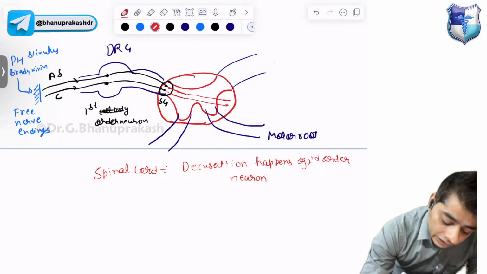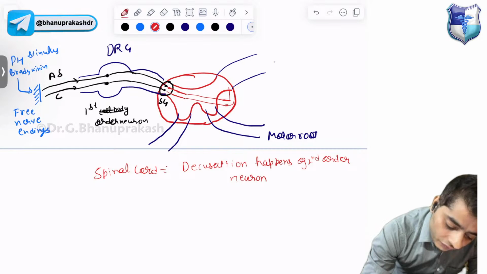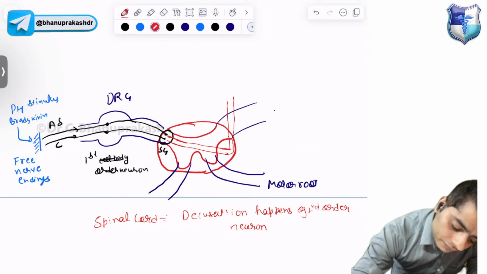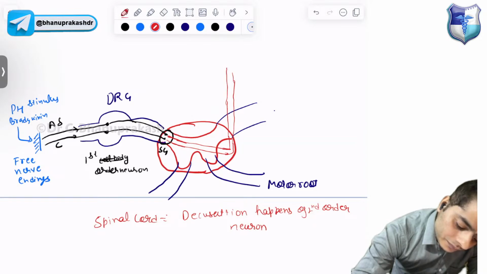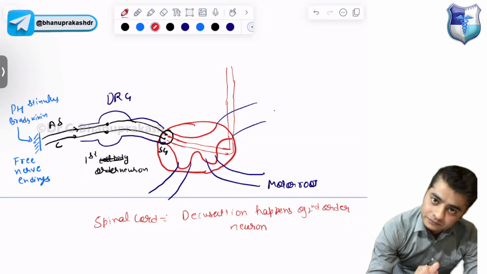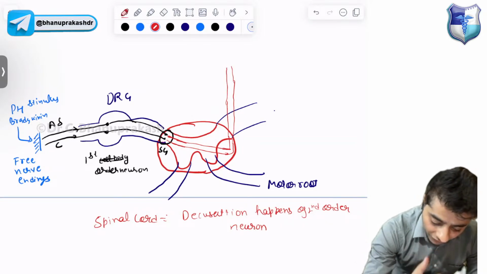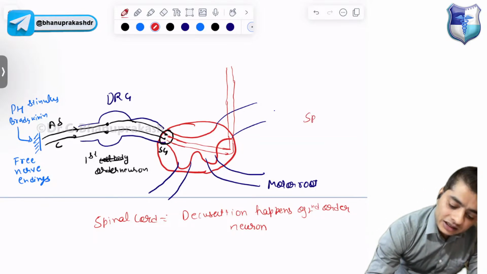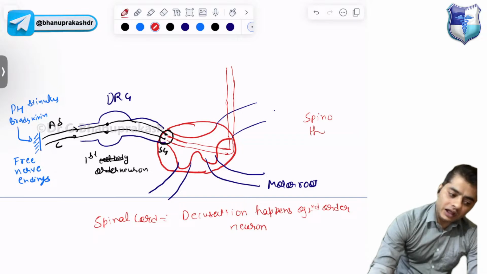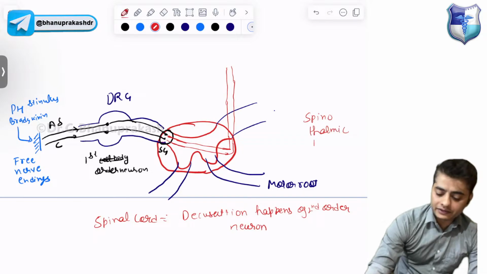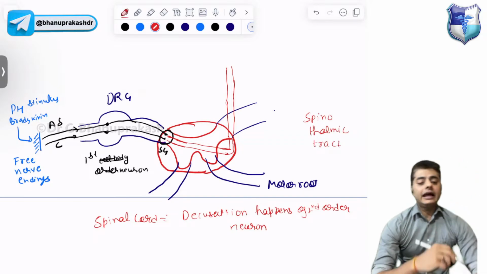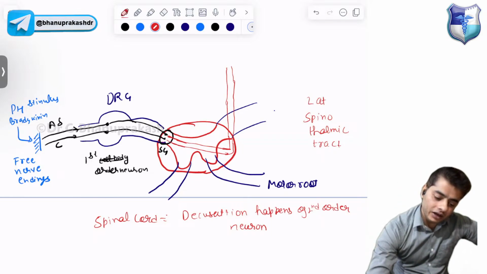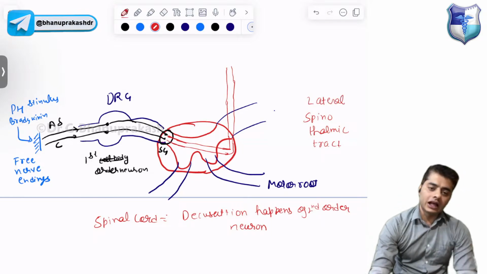Now, the second order neuron will move upwards and they will go to thalamus. So, fibers are going from spinal cord to thalamus. That's why they are known as spinothalamic tract. And as they are in the lateral part of spinal cord, they will be called lateral spinothalamic tract.